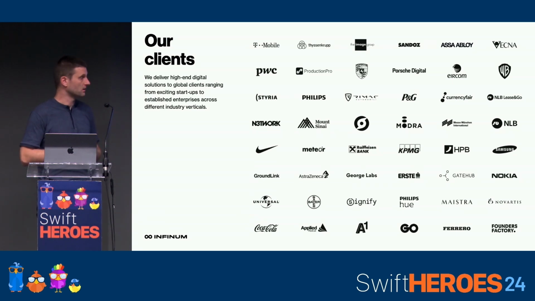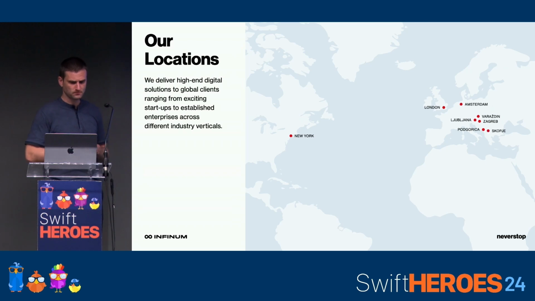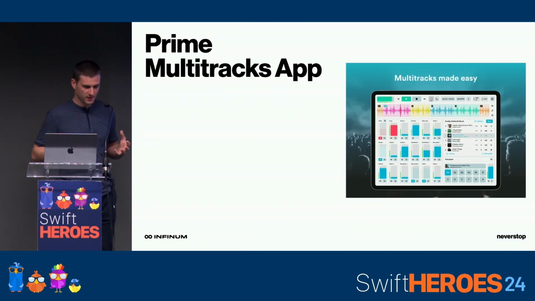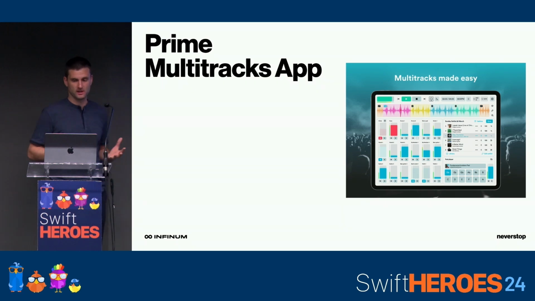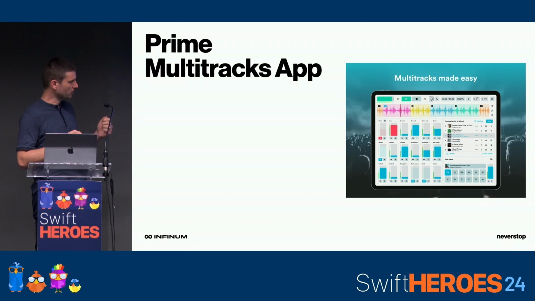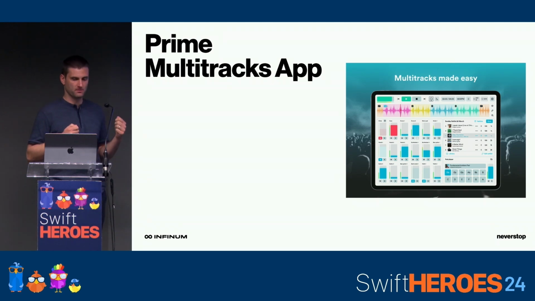We are a software agency. We work with many big clients, some of which you can see here, but we also work with some smaller startups. We are based in Croatia. Our main office is in Zagreb, but we have offices all around the world. And as a software agency, we get to work on a lot of apps, and one of them was an app called Prime Multitracks App. This is a music app that allows bands to fill in missing instruments that they don't have in their bands. It also allows the band leader to control various behaviors of the app in real time.